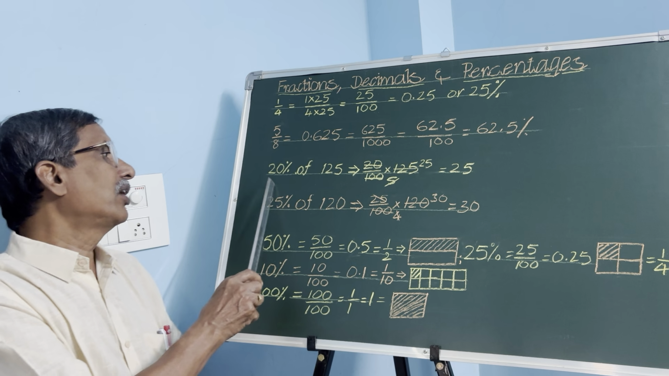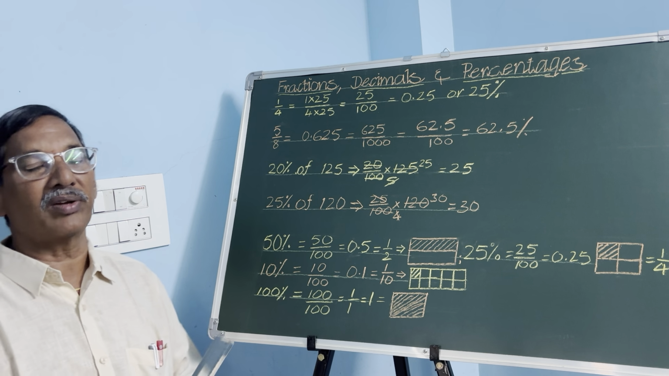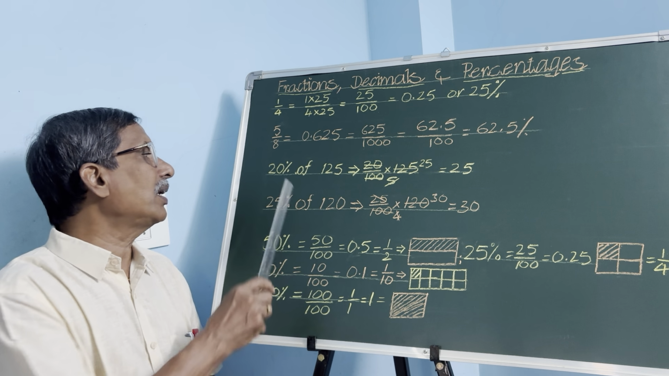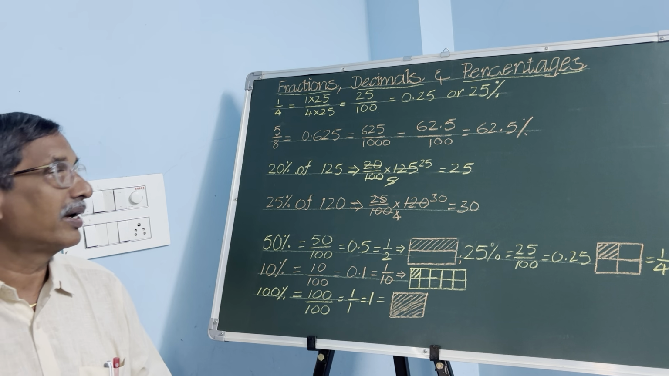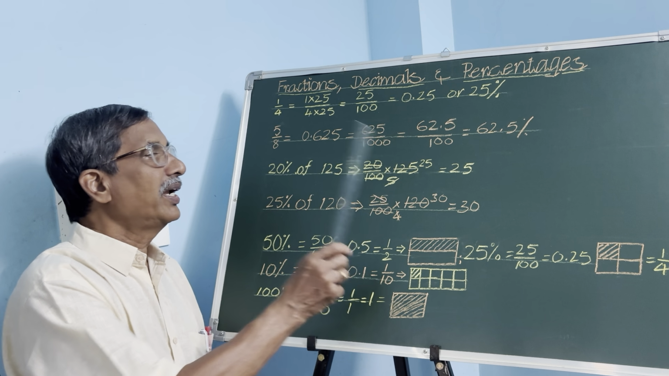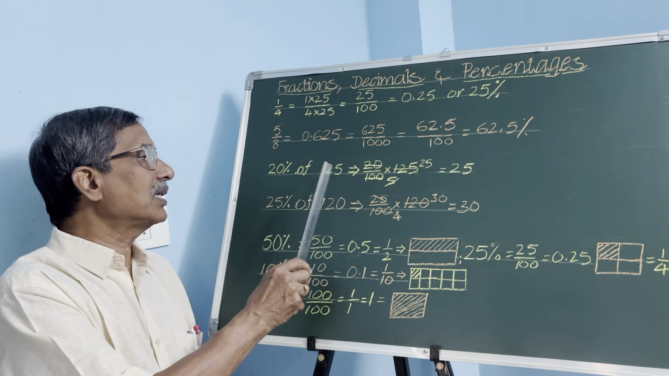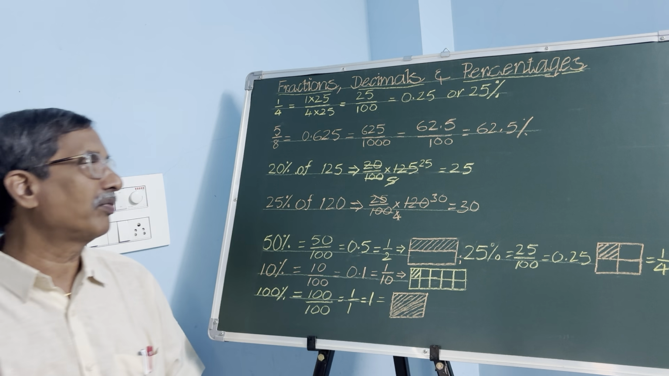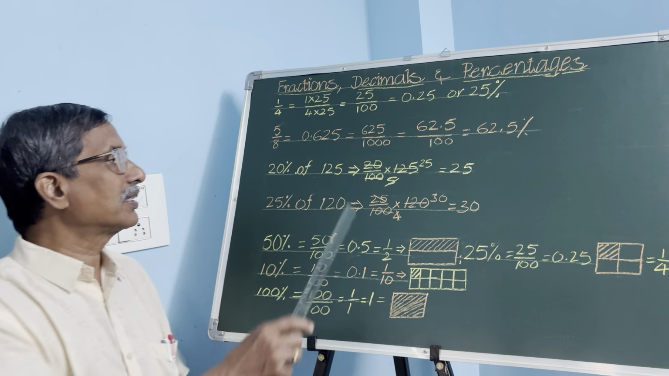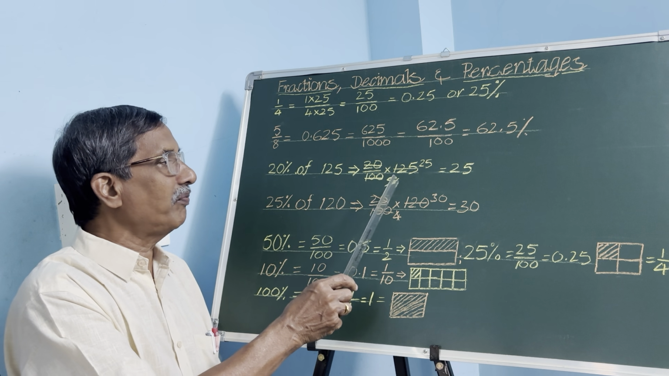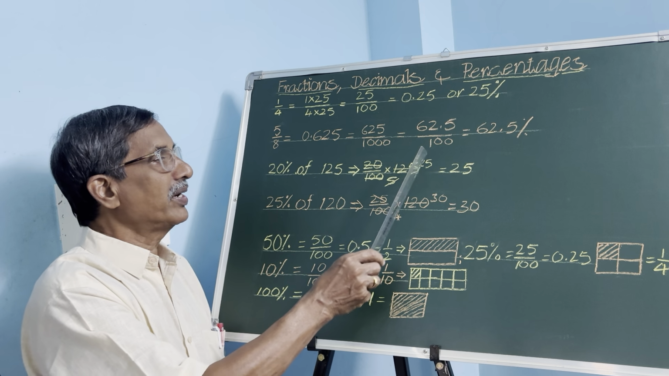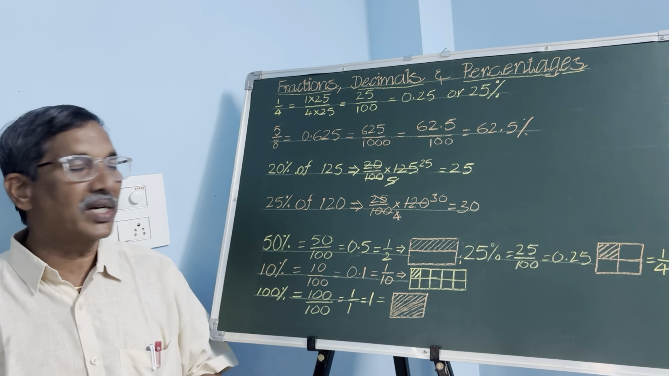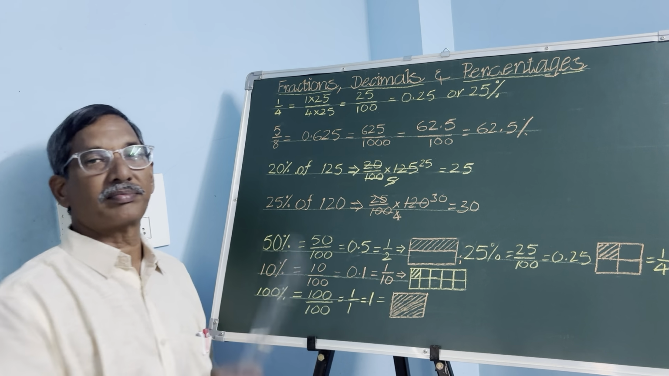So here, see 20% of 125. 20% of 125 means 20 by 100 of 125, that is into 125. 20% of 125 is the same as 20 by 100 into 125. If you simplify the numbers, 20 divides 100 five times and 5 divides 125 twenty-five times. So 20% of 125 is 25.